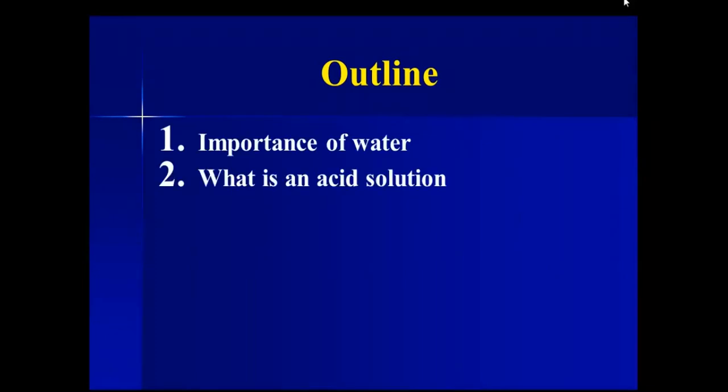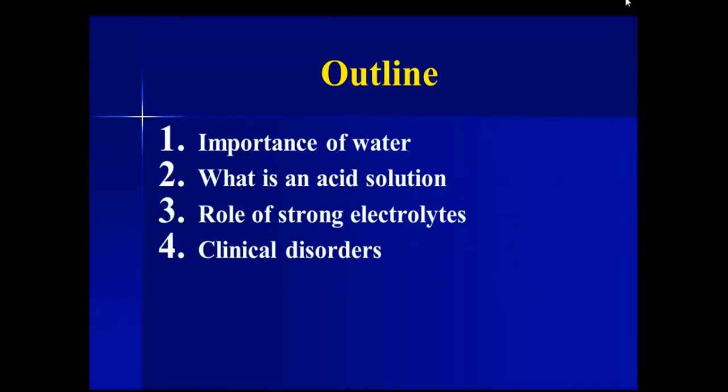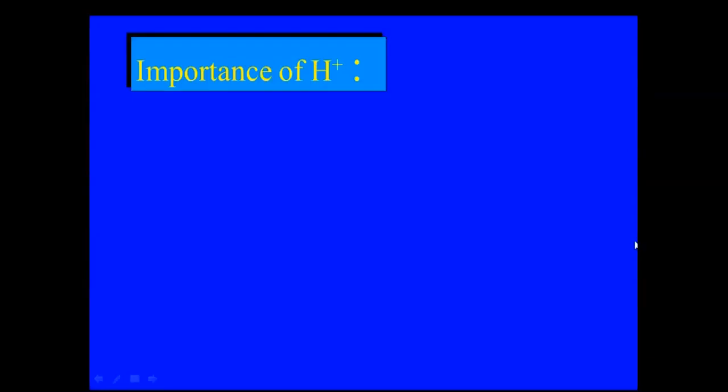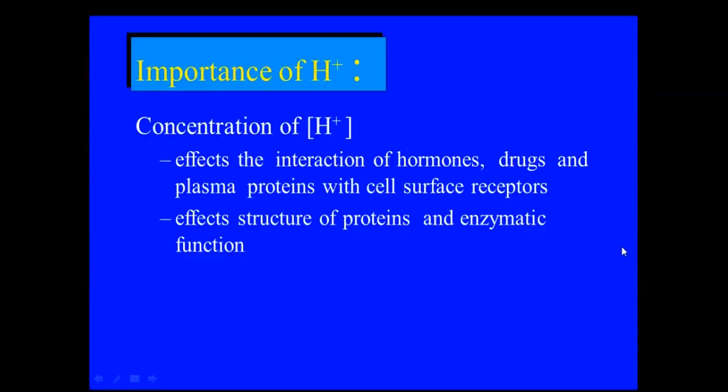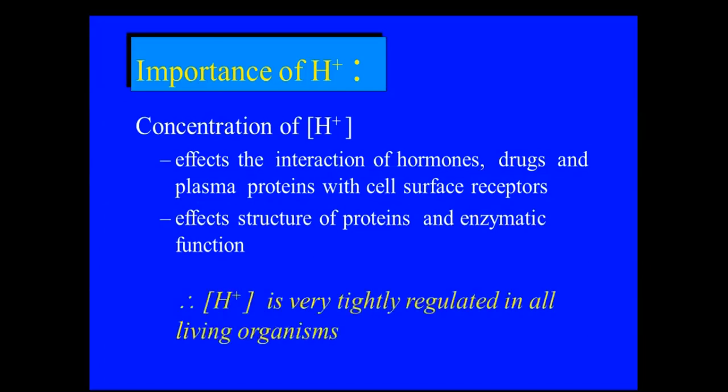So basically, I'm going to talk about the importance of water, what is an acid solution, the role of strong electrolytes, clinical disorders, and just a little bit on a clinical approach. So let's begin with hydrogen ion. Why is it so important? Well, the concentration of hydrogen ion affects the interactions of hormones, drugs, plasma proteins, cell surface receptors. It affects the structures of proteins, their tertiary structures, and enzymatic function. And so for this reason, it's very tightly regulated throughout the animal kingdom. Basically, all organisms have pHs in their cells somewhere around 7 to 7.4.